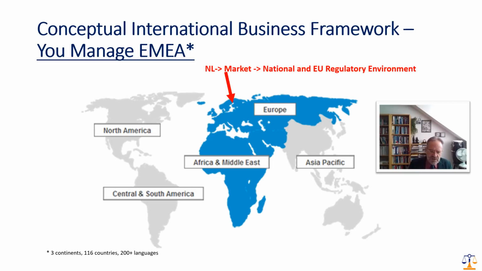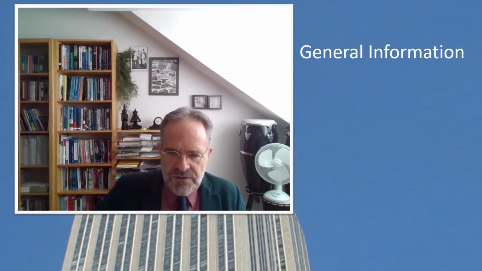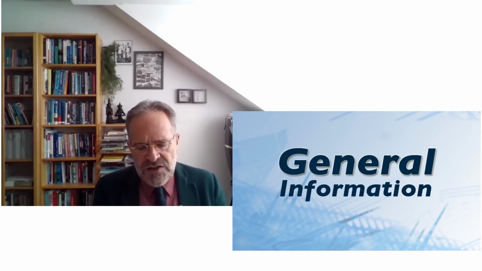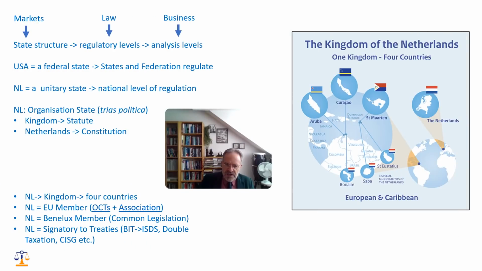Now, before we go into the details of the analysis, we'll start off with some general information. And this general information is to illustrate to you how complicated a country can be. If we take, for example, the Netherlands, we start off with two parts.